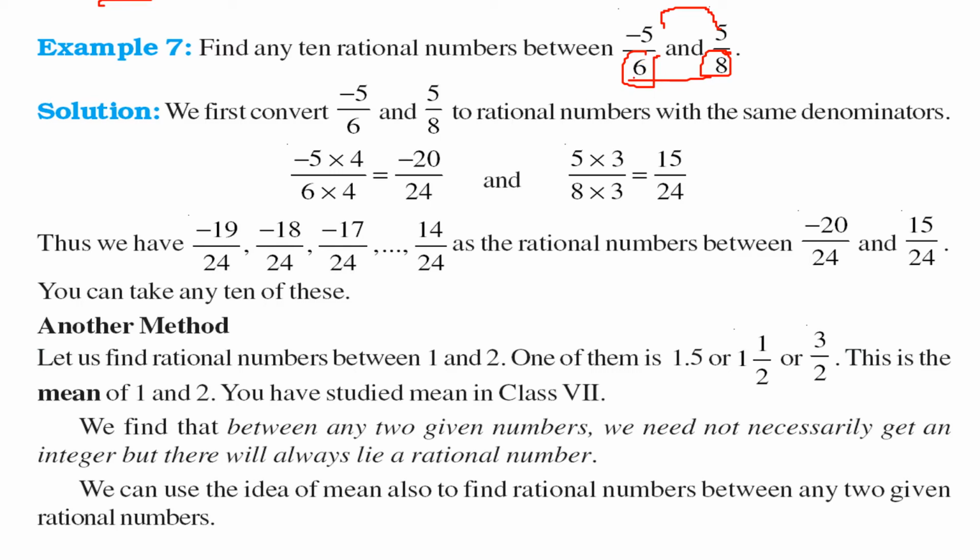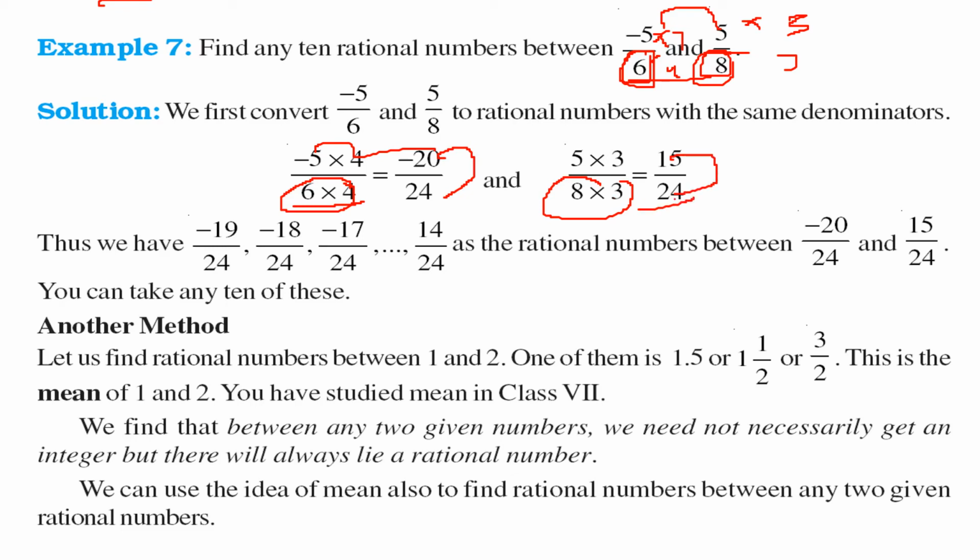You can just easily change 6 to 24, 8 to 24. So what we'll do here is we multiply numerator and denominator by 4, and the other numerator and denominator by 3. You get 5 times 4 is 20. Denominator becomes 6 times 4 is 24. Again 8 times 3 is 24. So we have minus 20 by 24 and 15 by 24.